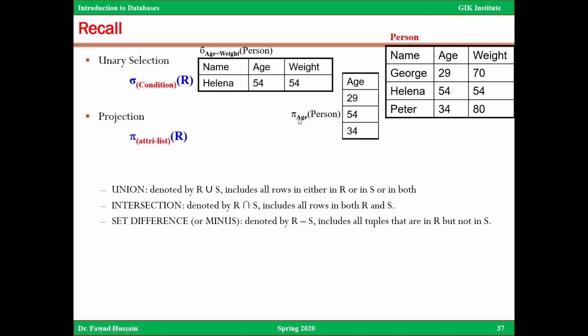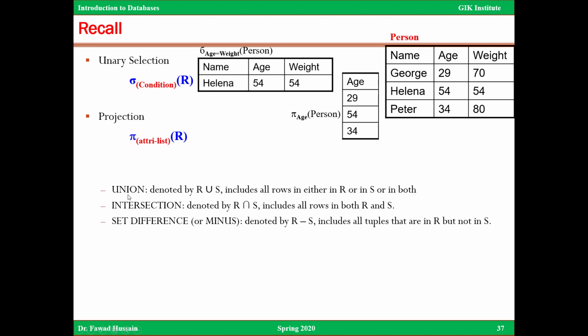So if you project on the age of a person, only this column is projected: age 28, 29, 54 and 34. This will be displayed. Then we have three other operators: the union operator, the intersection operator and the set difference operator.